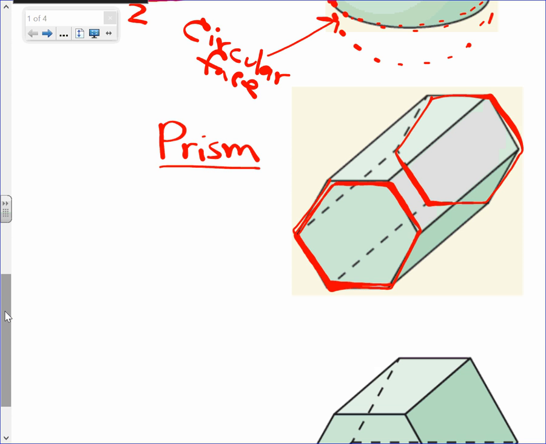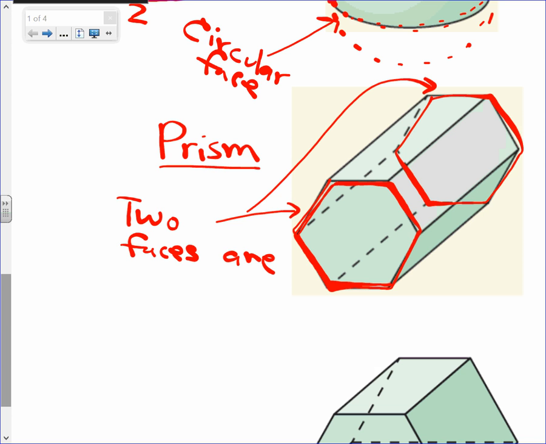What makes a prism a prism? Well, go ahead and put an arrow on the front face and an arrow on the back face, and put: 2 faces are the same at both ends. That's what makes a prism a prism.